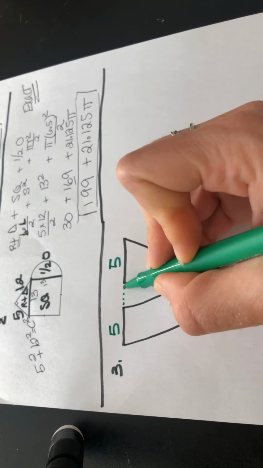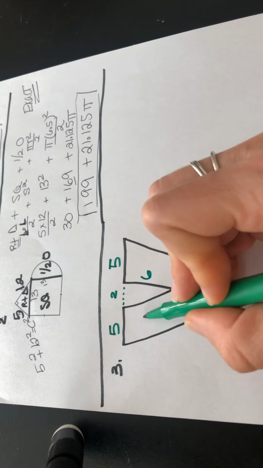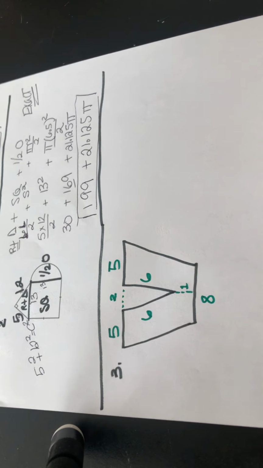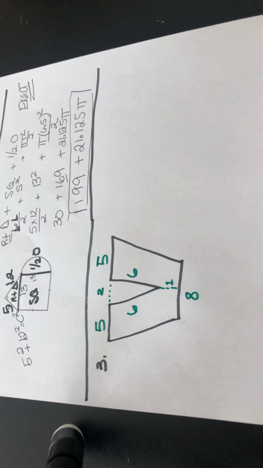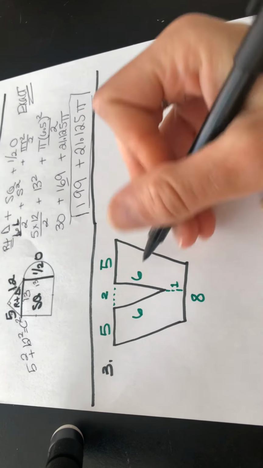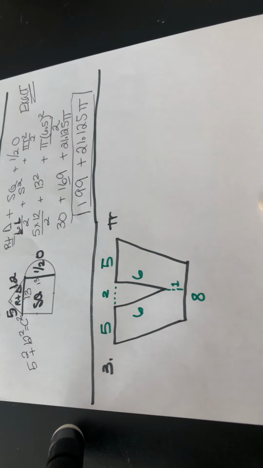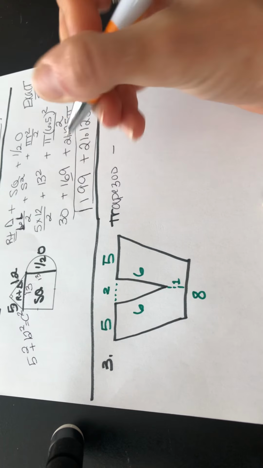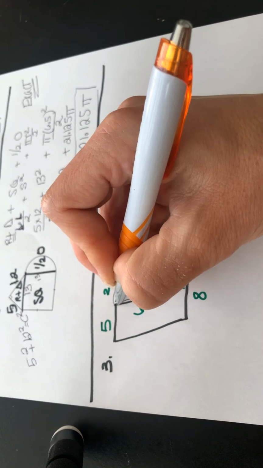1 and 8. Okay, so please draw that down. And I want to find the exact area. So what you're going to do with this one is find the area of my trapezoid minus this, because this is what I want to get rid of. So minus my triangle.